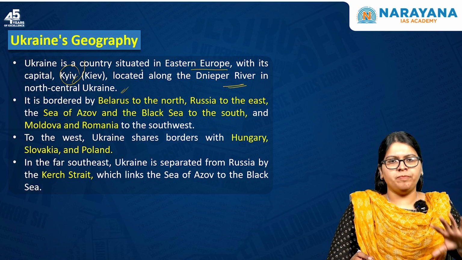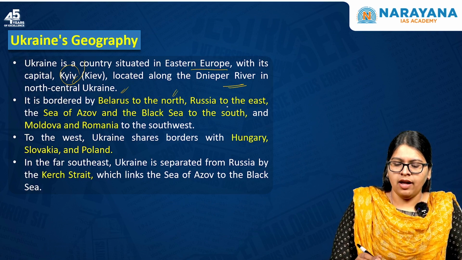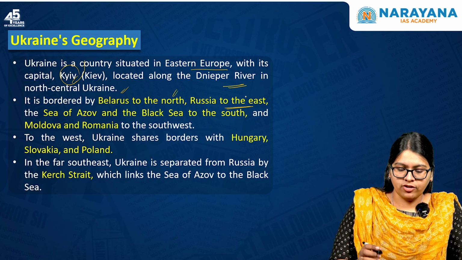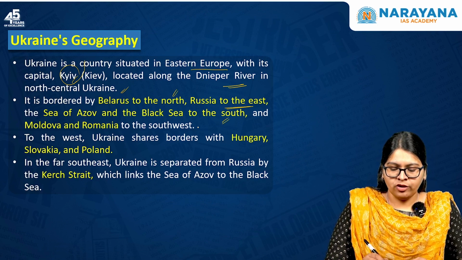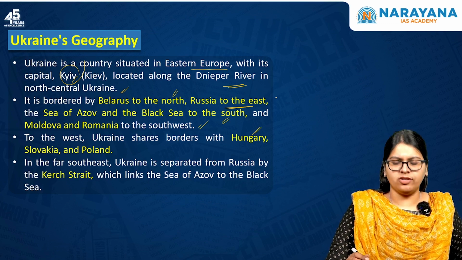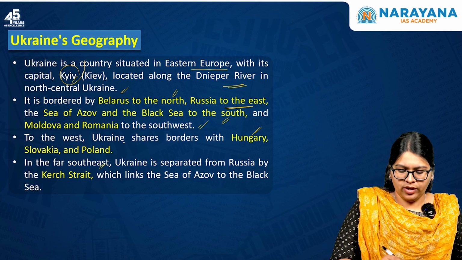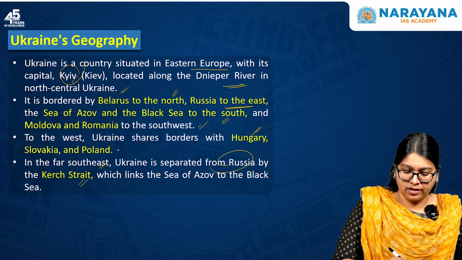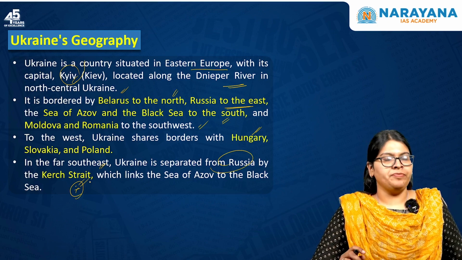Also, if you see the bordering territories, it is bordered by Belarus to the north, Russia to the east, the Sea of Azov and the Black Sea to the south, as well as Moldova and Romania to the southwest. And to the west, Ukraine shares borders with Hungary, Slovakia, as well as Poland. In the far southeast, Ukraine is separated from Russia by the Kerch Strait, very, very important, which links the Sea of Azov to the Black Sea.